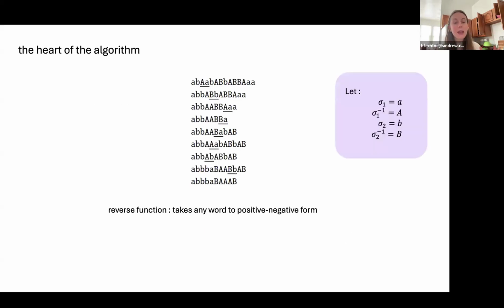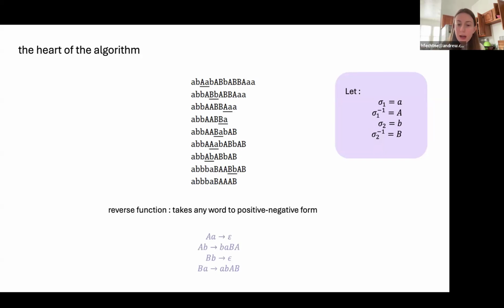Now, the main heart of the algorithm here is taking any arbitrary word and putting it in something called positive-negative form. So for readability, I've not written all these sigmas with subscripts and superscripts. I've let sigma 1 be A, sigma 1 inverse be capital A, sigma 2 be B, and sigma 2 inverse be capital B. So the capital letters are the inverses. And the idea is, given any input word, we can somehow move all the inverses to the end while preserving equivalence under the braid relations.